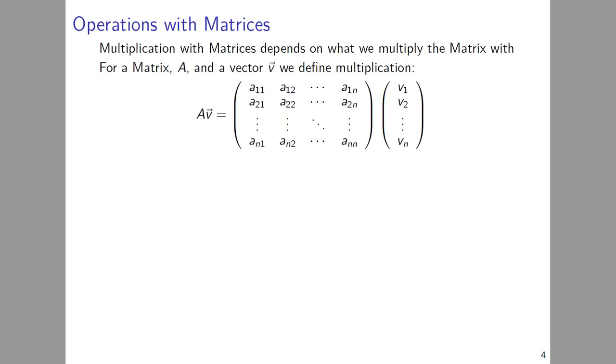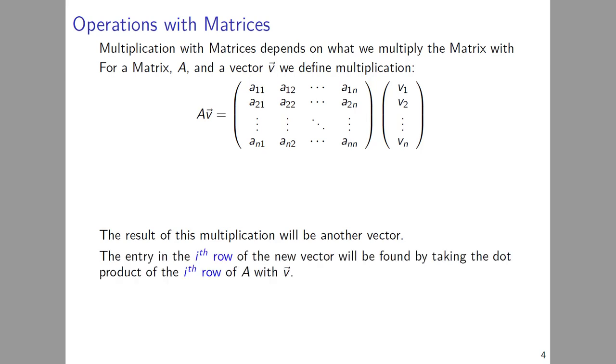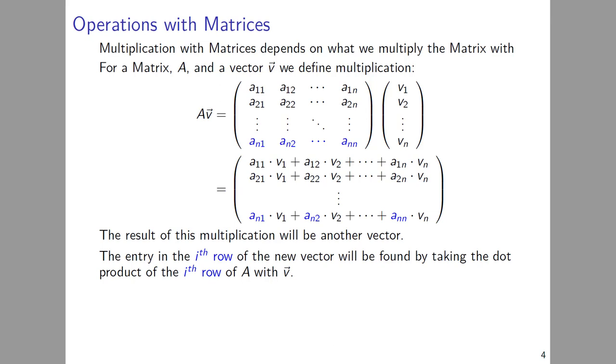For a matrix A and a vector V, A times V is going to give another vector. So we need to know how to find each entry in the vector. The entry in the ith row of the new vector will be found by taking the dot product of the ith row of A with V. For example, to find the first entry in the new vector, we will take the dot product of the first row A11, A12 down to A1n with our vector V, V1, V2 down to Vn. This gives A11 times V1 plus A12 times V2 plus all the way down to A1n times Vn. Computing this for each of the n rows of A will give us our new vector A times V.